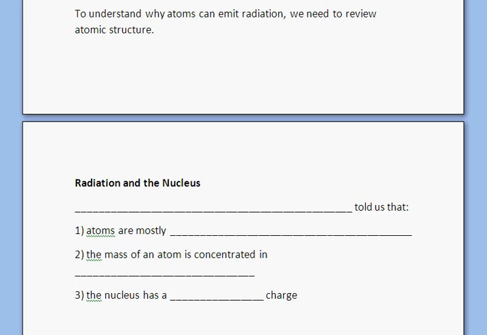But why are some isotopes radioactive and others aren't? What is it about those atoms that makes them radioactive? Well, let's review what we know about atomic structure. In the previous video, we've looked at Rutherford's famous gold foil experiment, which told us a lot about the structure of an atom.